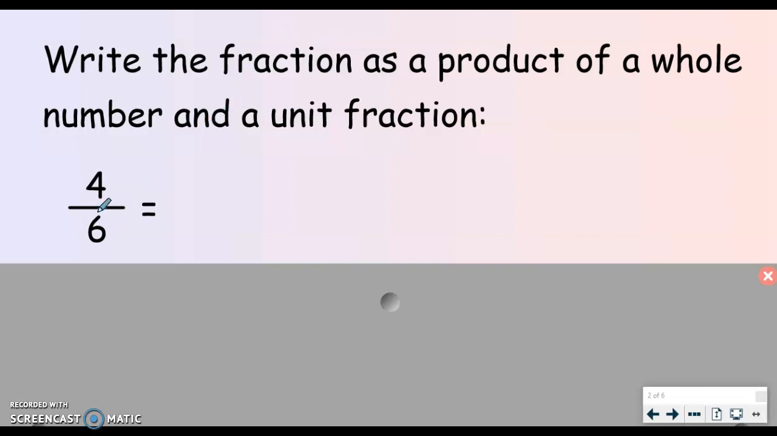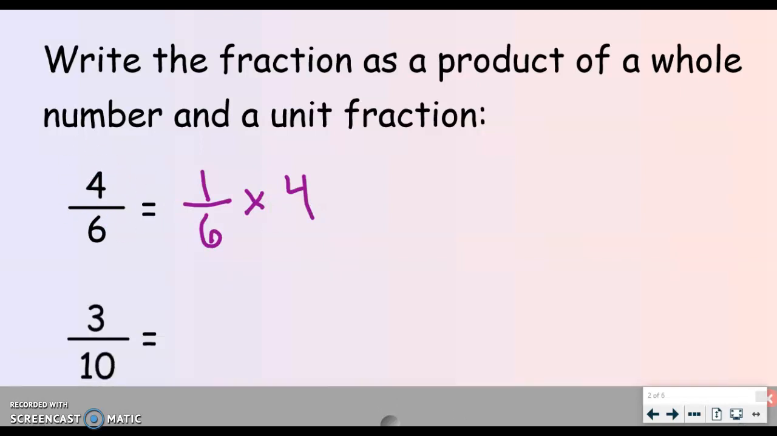If we had the fraction 4/6, how could we write it as a product of a whole number and a unit fraction? I'll give you a little bit of think time, or if you need to, pause the video. Think about what unit fraction we would use and what whole number we would use. Okay, so if we have 4/6, then my unit fraction is going to be 1/6, and I would have to multiply 1/6 by 4 as my whole number in order to get 4/6.